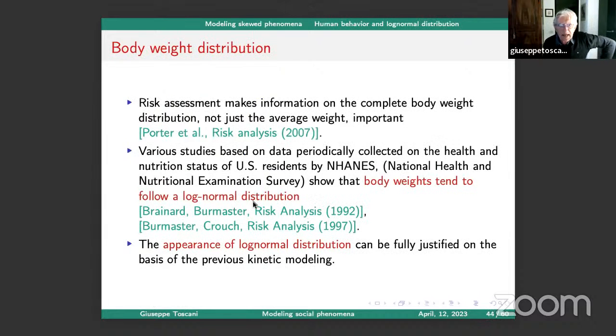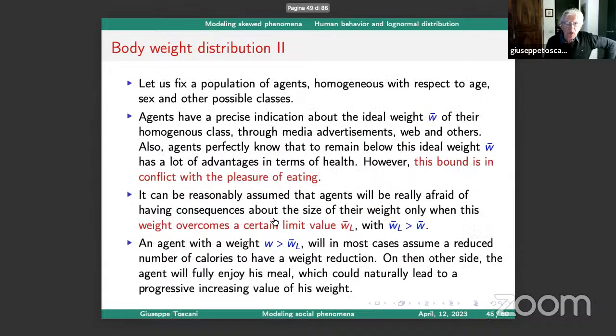And now to end up, I can say that this explains a lot of interesting social phenomena. So, for example, body weight. If you go on the web and look for data about the distribution of body weight in populations of, let's say, Western countries, you see that body weights tend to follow a log normal distribution. There are a certain number of papers written on this, and the appearance of this log normal distribution can be fully justified on the basis of the previous kinetic model.